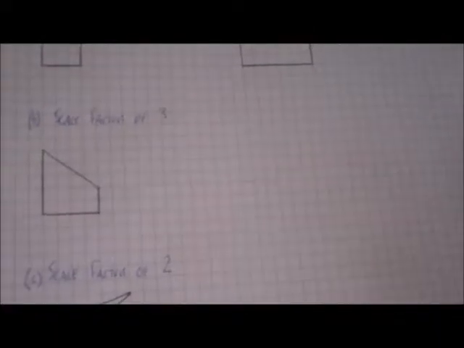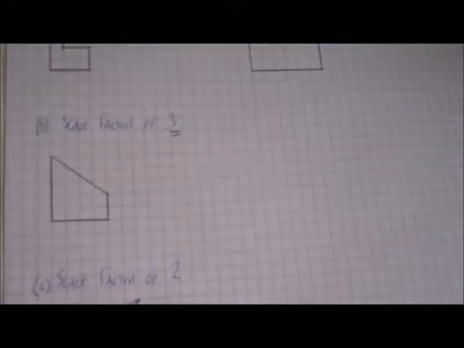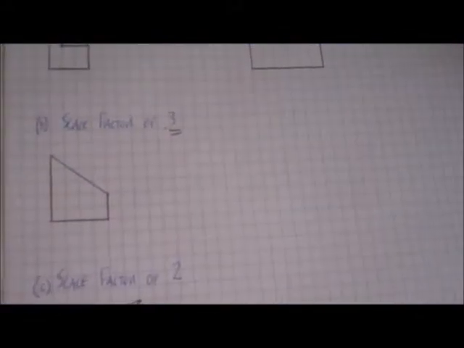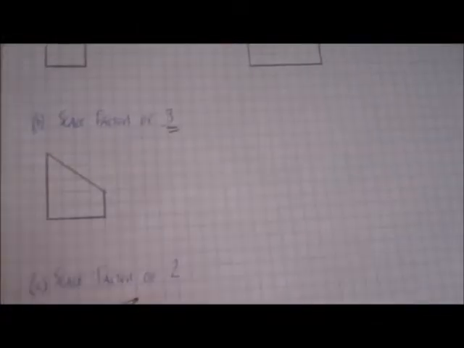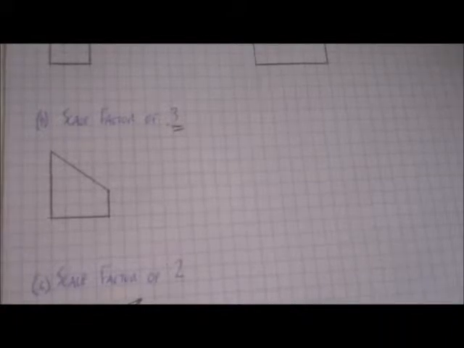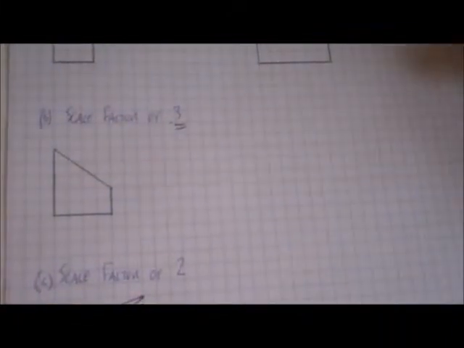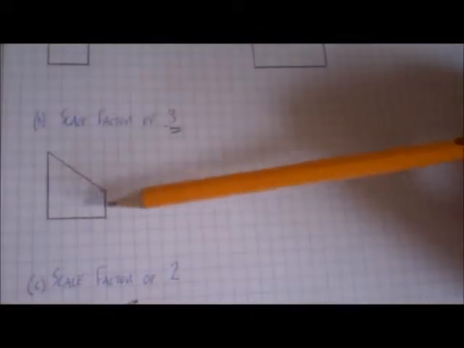So we're now going to move on to scale factors of 3. With scale factors of 2 that we looked at previously, you double the side of the shape. And obviously, if you're enlarging by a scale factor of 3, you're going to triple the size of every shape. The only issue here is that there is one single slanted line.